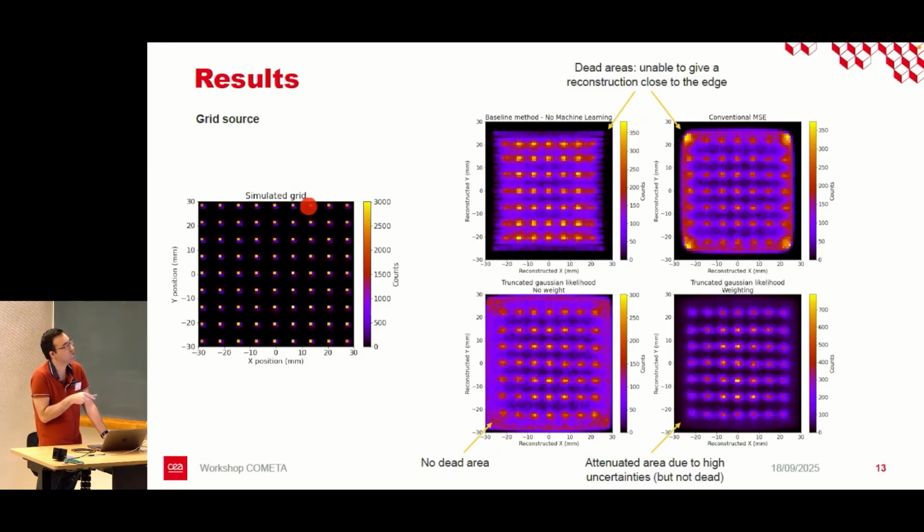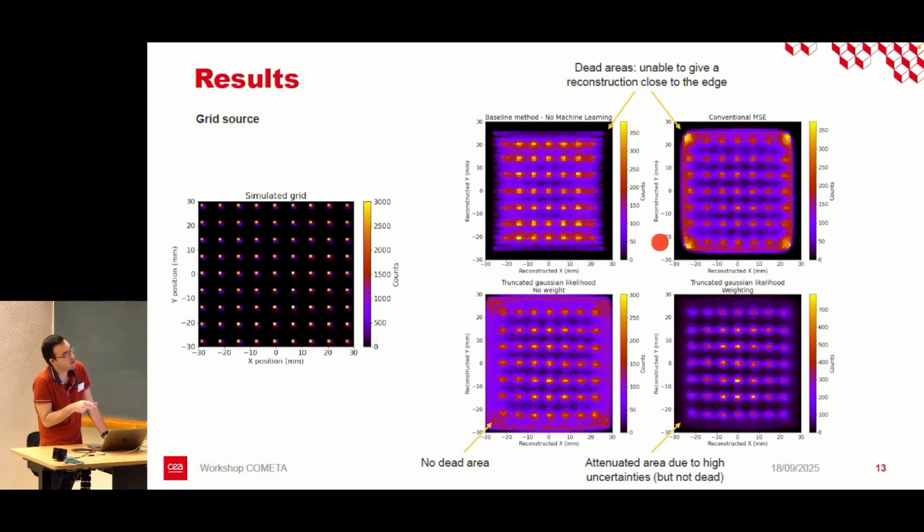So event by event, we try to reconstruct it. As you can see here is the reconstruction of the baseline method. We see the grid, but the predictions are spread, and also we can see dead areas. So the baseline method is not able to reconstruct interactions that are close to the edge.